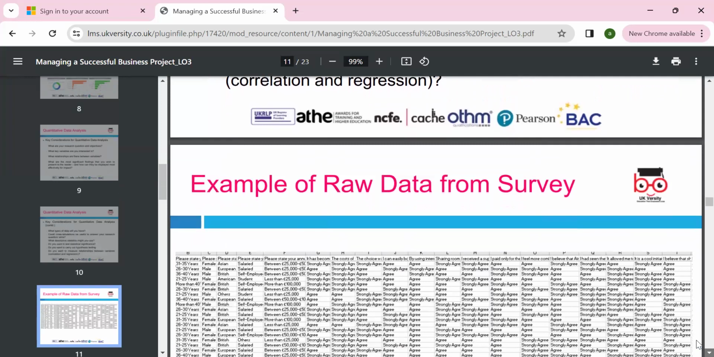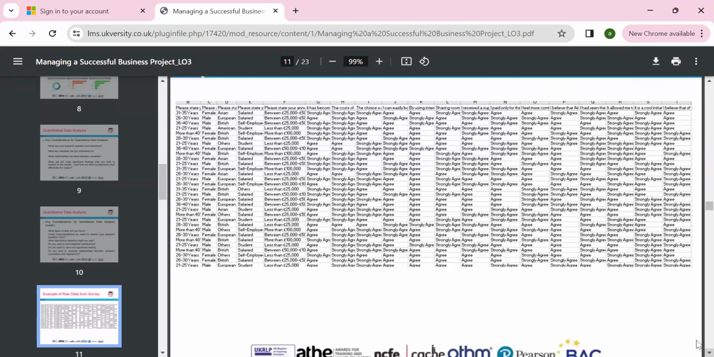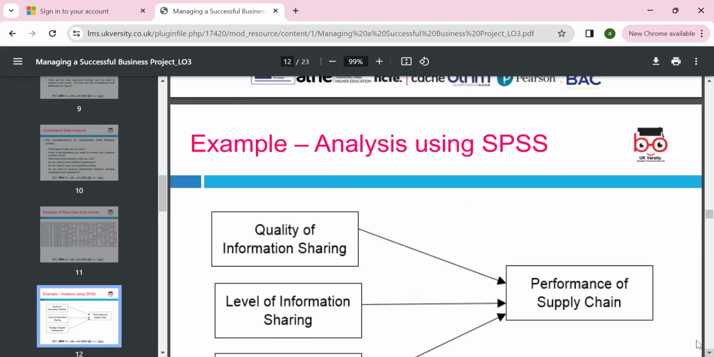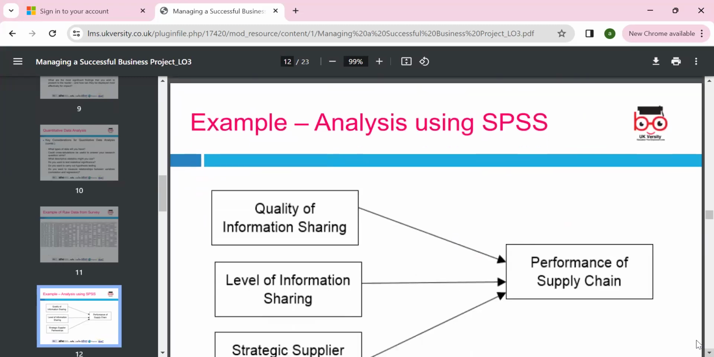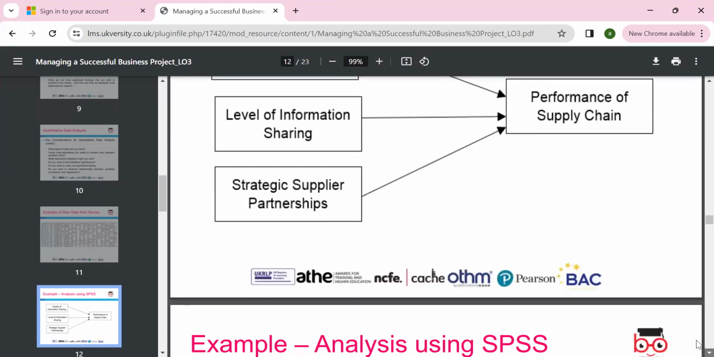Okay, so we can look around the raw data from the survey. This is a lot of data: males, females, and based on this you can draw the conclusion. How many males, how many females? For example, using SPSS software, quality of the information sharing, level of information sharing, and strategic supplier partnership. Like a supply chain, that's where we can use the data.